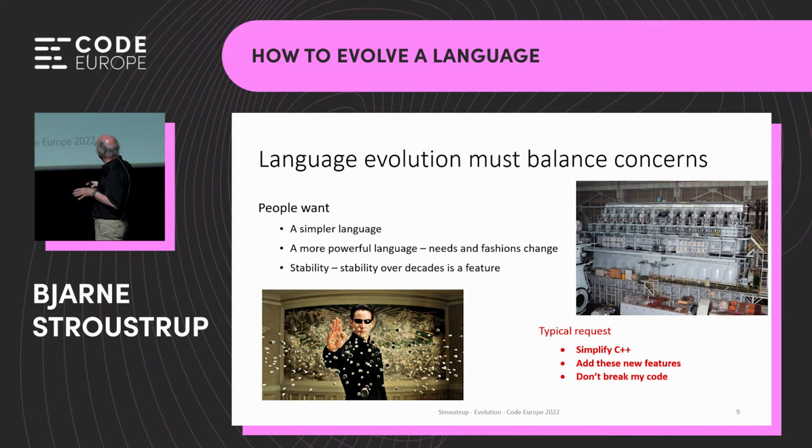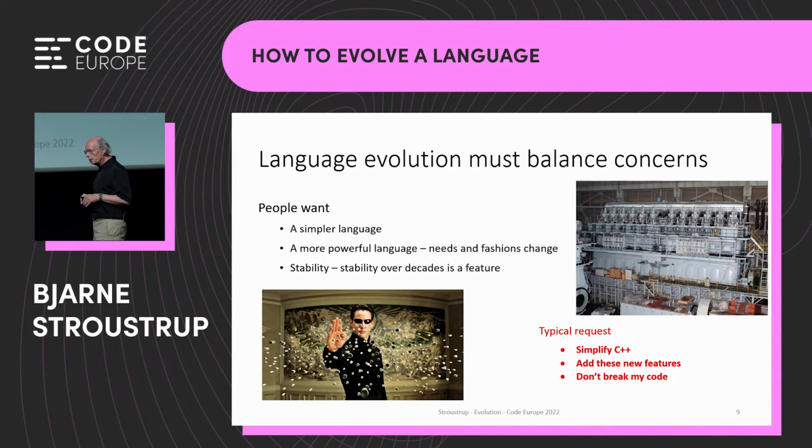lots of people come and tell you that they want something more. I mean, we all want a simpler language. We all want a more powerful language, more expressive language. And also, a lot of us who build things that have to last for decades want stability. Stability is a really significant fundamental feature. It's not just something that's a pain in the neck, which it also is.